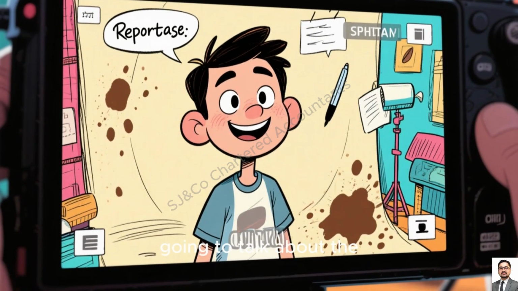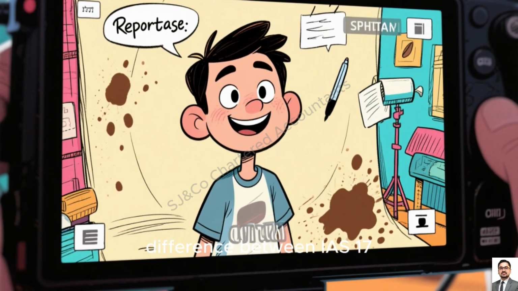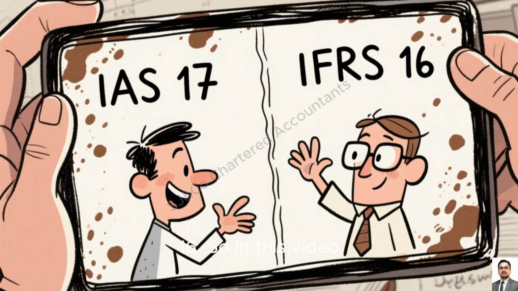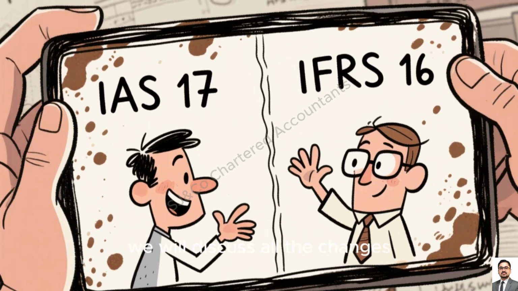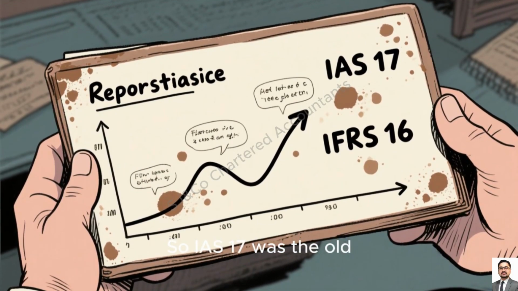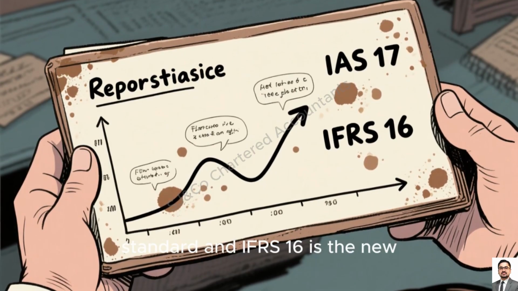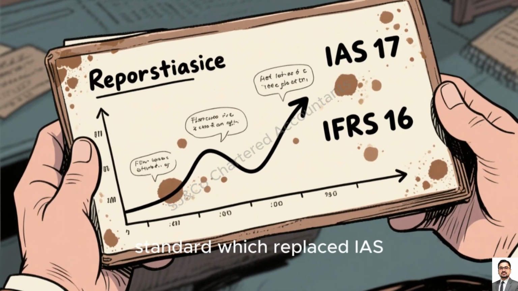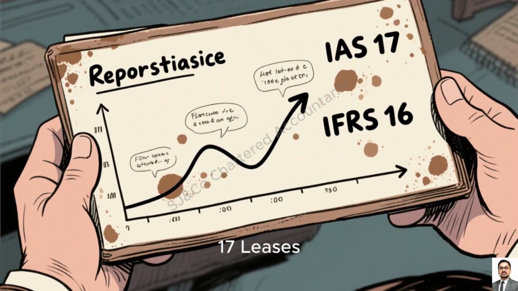Today we are going to talk about the difference between IAS 17 and the new IFRS 16. So in this video we will discuss all the changes. IAS 17 was the old standard and IFRS 16 is the new standard which replaced IAS 17 Leases.